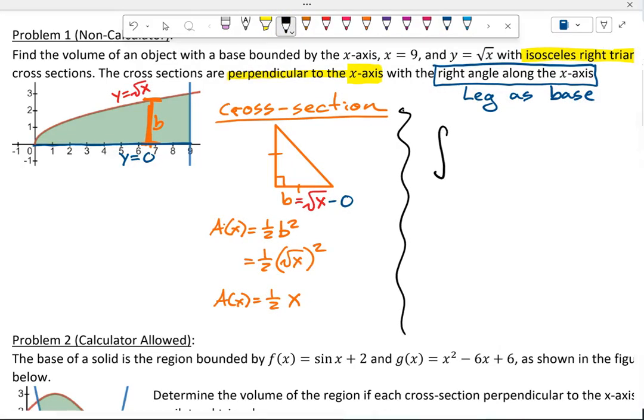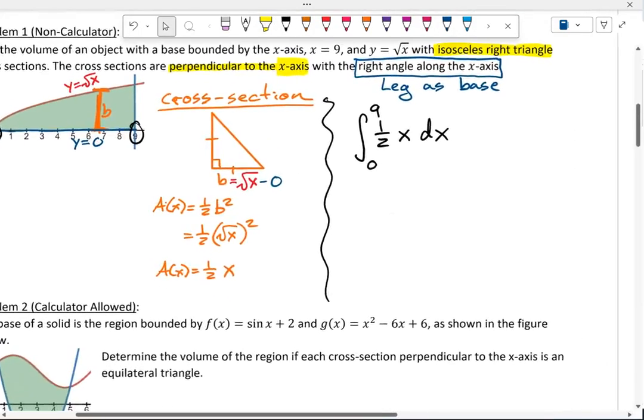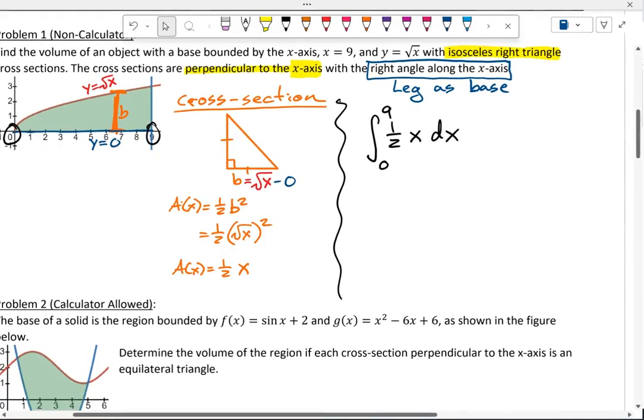So we're going to have the integral from where to where? What are our bounds for this integral? 0 to 9. And I have 1/2 x, that is that area equation, dx. All right, you guys should be able to evaluate that. Go ahead and do so. Non-calc, please. Should be fairly straightforward. Go ahead and do that.